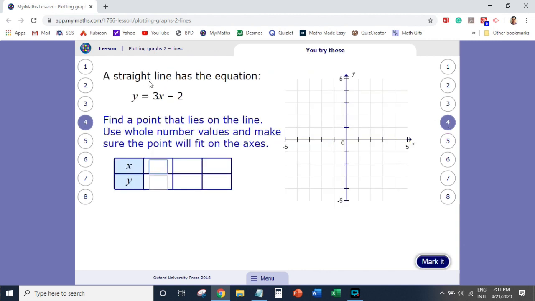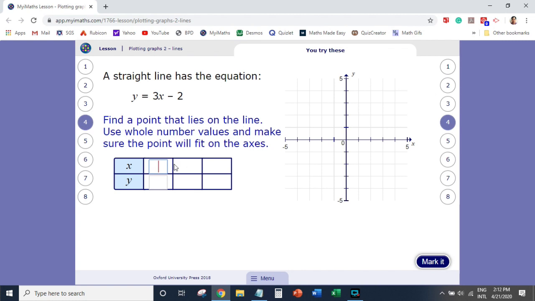A straight line has the equation y equals 3x minus 2. Find a point that lies on the line. Use whole number values and make sure the point will fit on the axis. So we cannot use a really big number here because our space here is limited. So we cannot have a point beyond 5 or beyond negative 5. So let's use a smaller number.